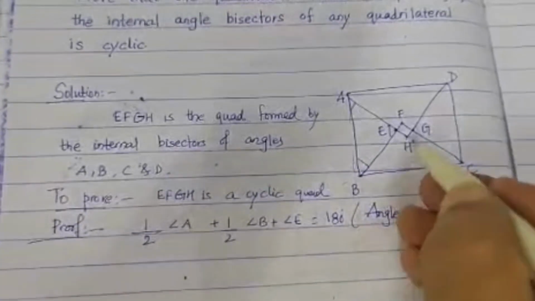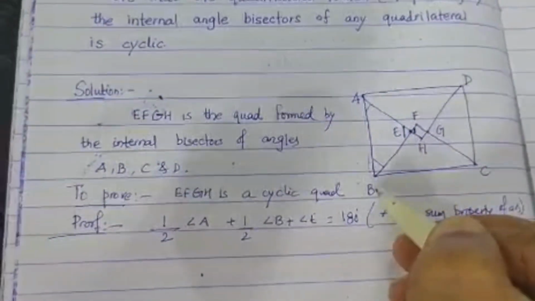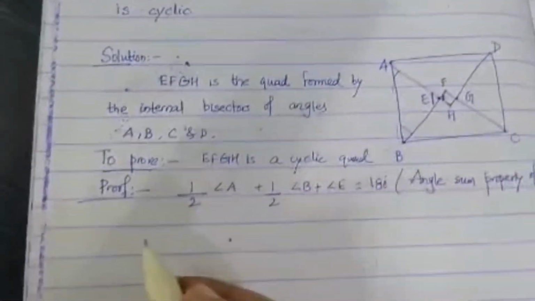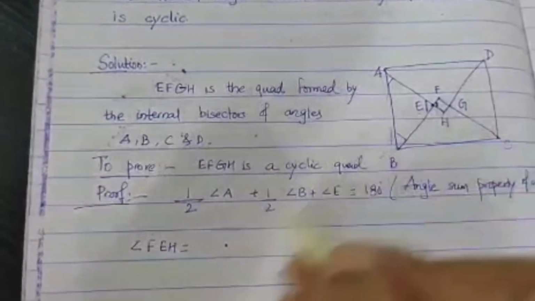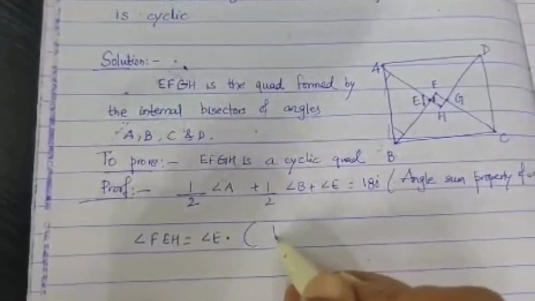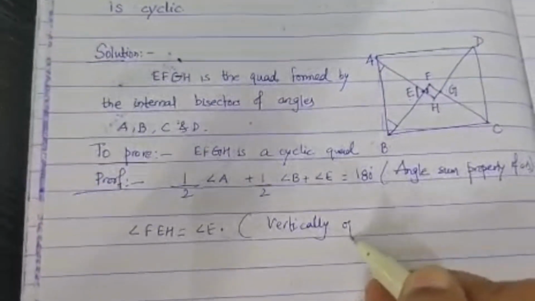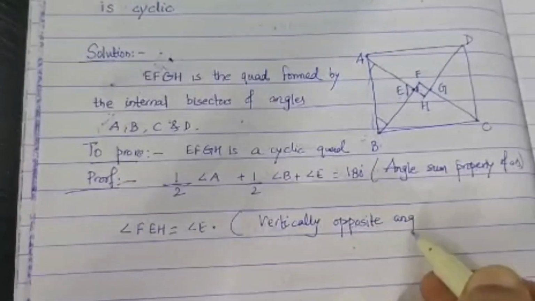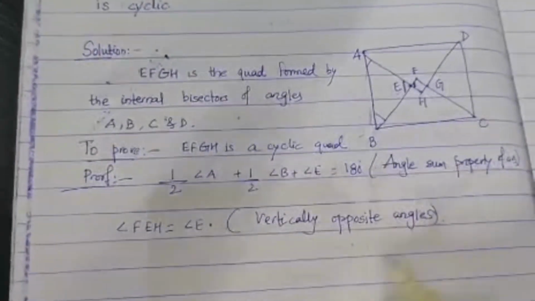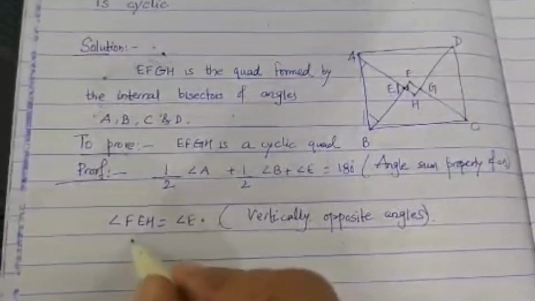Alright, now let's come here. This angle is equal to this angle. Okay, so this angle FEH is equal to basically this angle E. How? These are vertically opposite angles. Vertically opposite angles are always equal. This is a property from the lines and angles chapter we have studied.